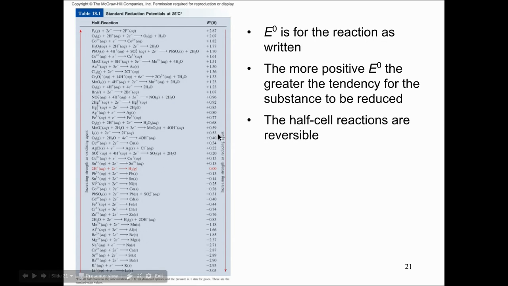Half-cell reactions are reversible. The sign of E naught just changes, not the magnitude. So if I have iron right here and it's undergoing reduction, the potential is positive 0.77 volts. If iron happens to be undergoing oxidation and this reaction is flipped, the standard potential just changes sign and becomes negative 0.77.